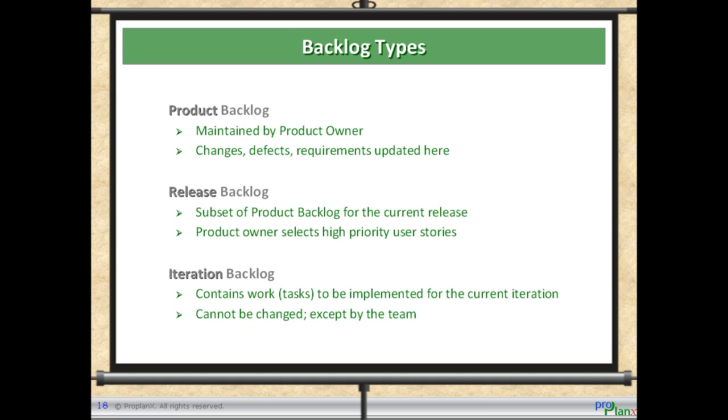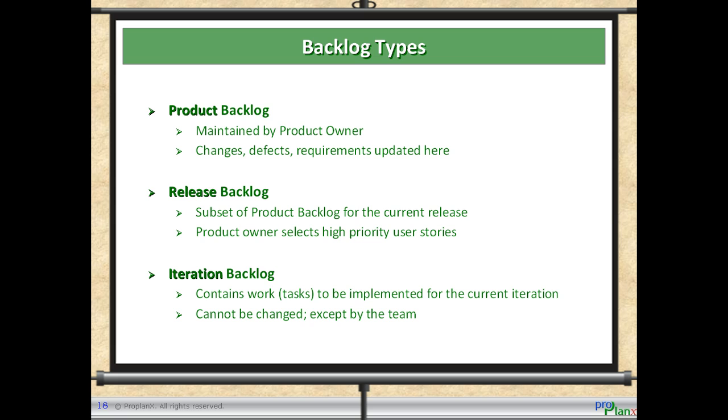Backlog types. There are three types of backlogs. The product backlog, which contains the latest prioritized list of user requirements. The release backlog contains functionality for the current release, while the iteration backlog contains work for the current iteration. Let us get into more details.